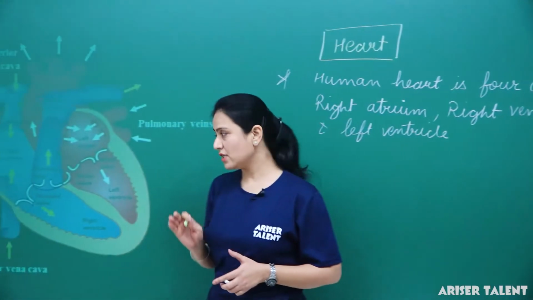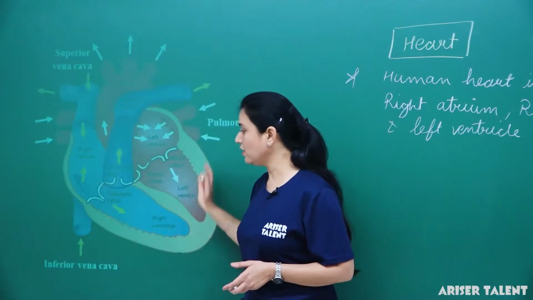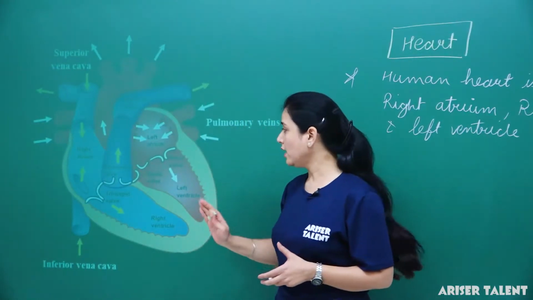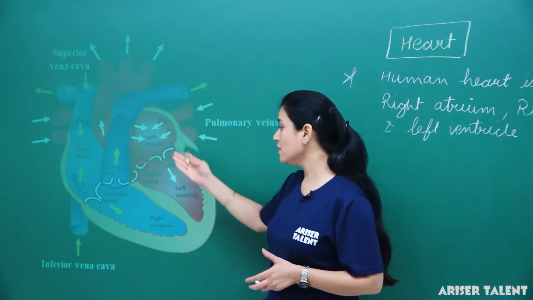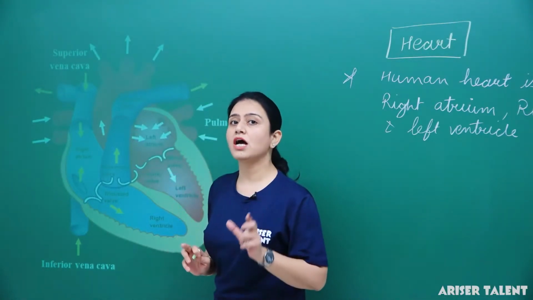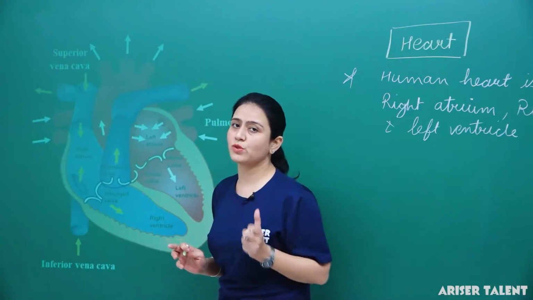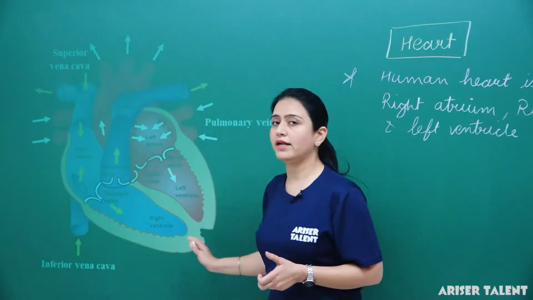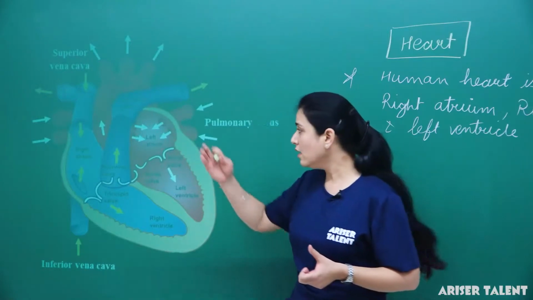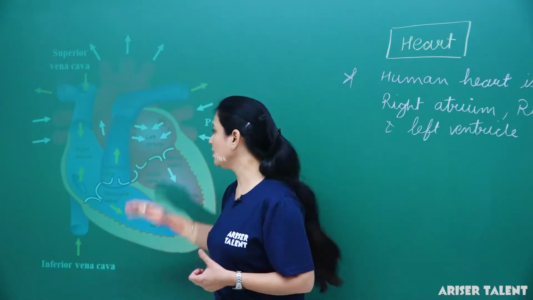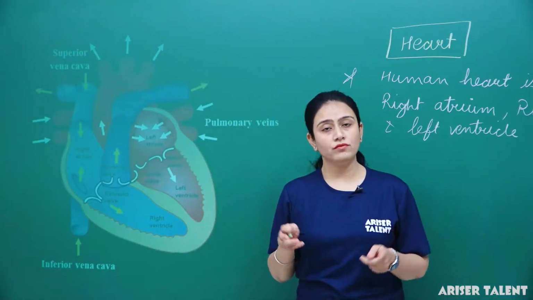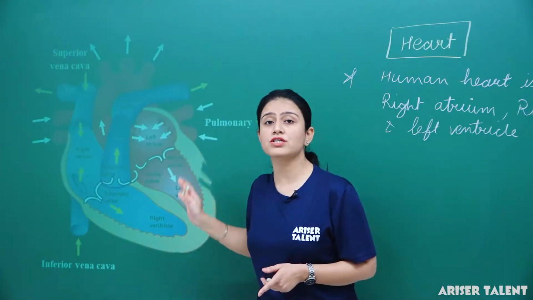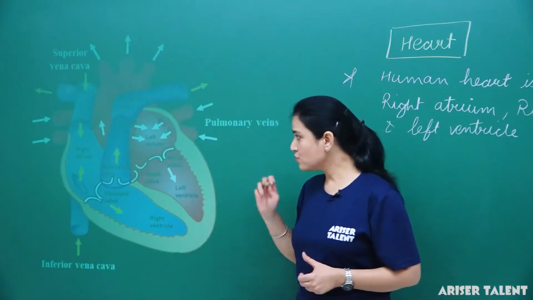In my previous lecture, I told you that the human heart is muscular and hollow, and it is divided into 2 halves by a septum. Then each half has 2 chambers. Thus we can say that the complete heart has 4 chambers. These are right atrium, right ventricle, left atrium and left ventricle. Now we are going to talk about the functioning of this heart. Come to the point, students.